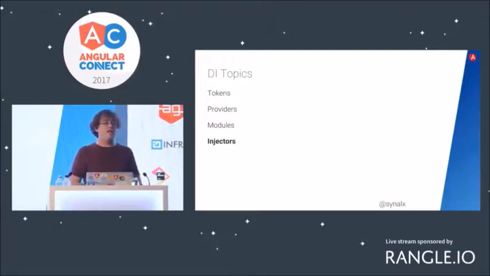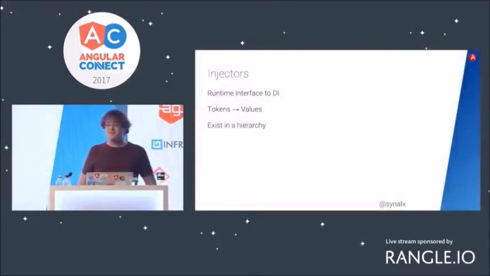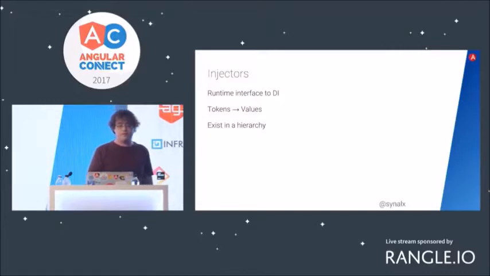And that brings us to our last DI topic of the day, which is injectors. And there are a lot of them running around. So injectors are the runtime interface to DI. You can think of them as a map of tokens to the values for those tokens that were determined by the providers. And a really interesting thing about injectors is that they exist in a hierarchy in Angular. Each injector has a parent. And if an injector doesn't have a token when you ask to inject it, it'll delegate to its parent and so on up the tree.